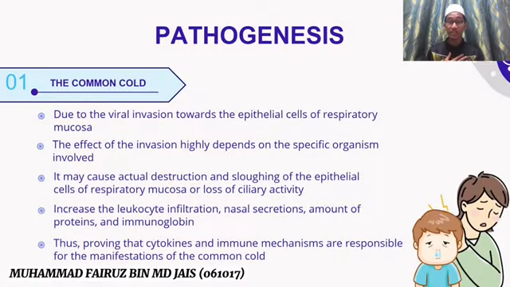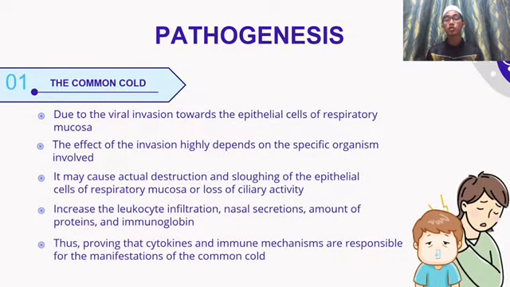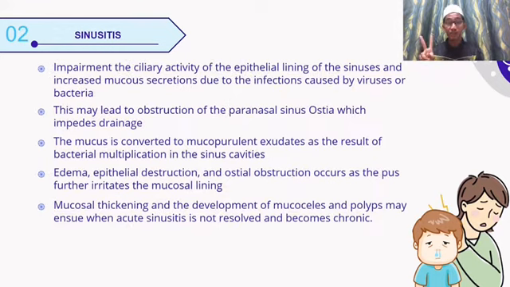Now, let's move to the pathogenesis of URTI. The first one is the common cold. It is due to viral invasion of the epithelial cells of the respiratory mucosa, which increases mucosal infiltration, nasal secretion, amount of protein, and immunoglobulin. This suggests that cytokines and immune mechanisms are responsible for the manifestations of the common cold. The second one is sinusitis. It is an impairment of the ciliary activity of the epithelial lining of the sinuses and increased mucus secretions due to viral or bacterial infection. This may lead to obstruction of the paranasal sinus ostia, which impedes drainage.